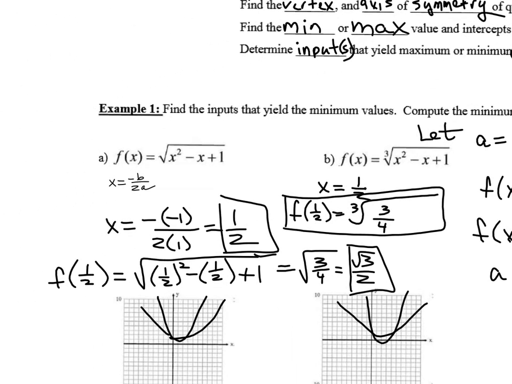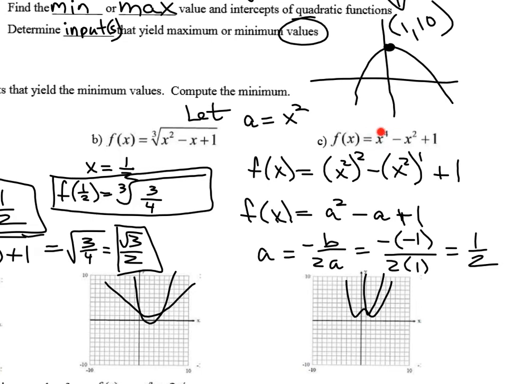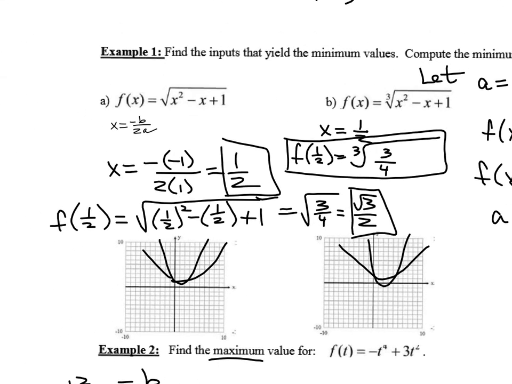What we'll see different within this section is these three type models right here. The first one is a quadratic with a square root. Next is a quadratic cube rooted. And lastly over here, we have a quartic, where it's a fourth power term, a squared term, and a 1. We're going to look at what these graphs look like relative to the original quadratic, x squared minus x plus 1, and how we can still find what inputs yield the minimum or maximum value.